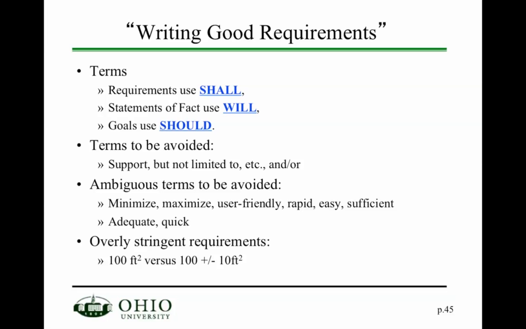The other thing is overly stringent requirements that you see on the bottom. You can specify that the area of a certain plate or something needs to be 100 square feet. Put a little tolerance in there, is probably a little bit more attainable.